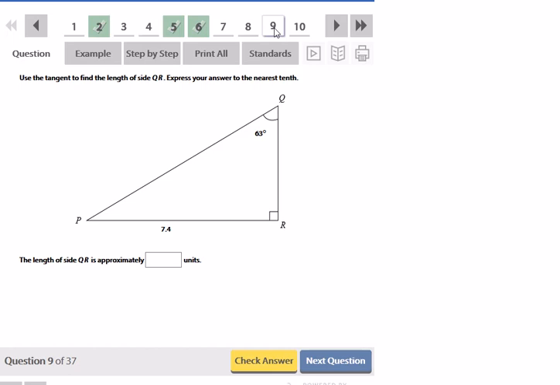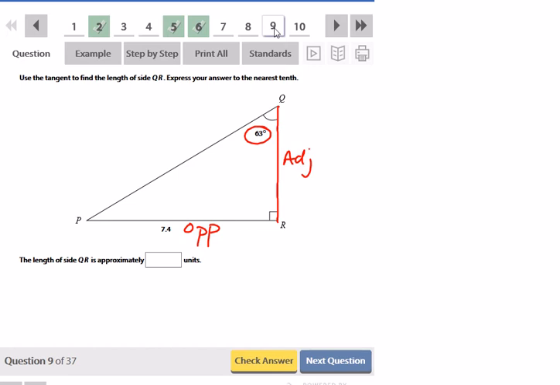Okay, the length of side QR is approximately blank units. So it looks like they want us to round here to the nearest tenth. QR. Okay, so everything revolves around the angle that they're giving us. Here they're giving us a 63-degree angle. Based on that 63-degree angle, QR is the adjacent leg. And they're giving us the opposite leg.